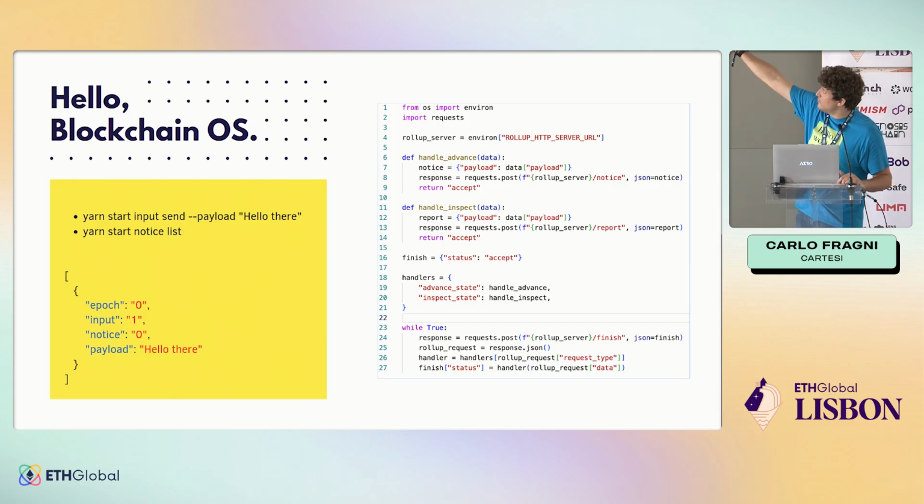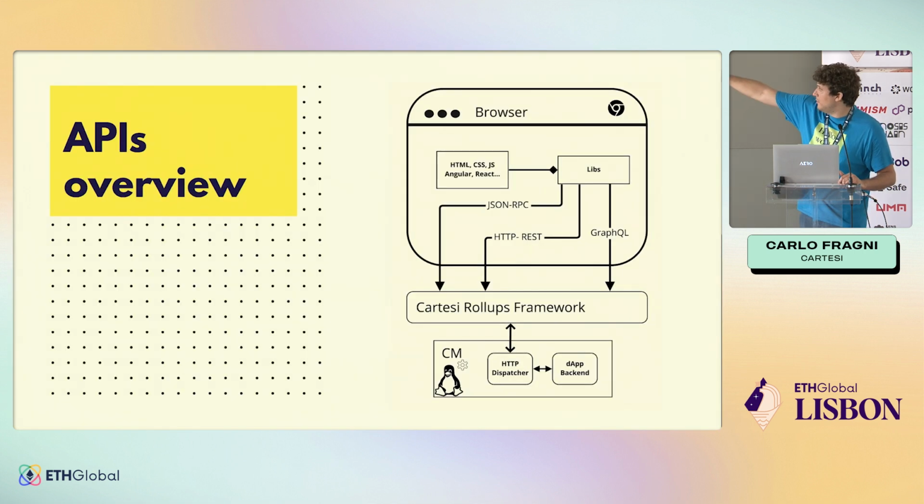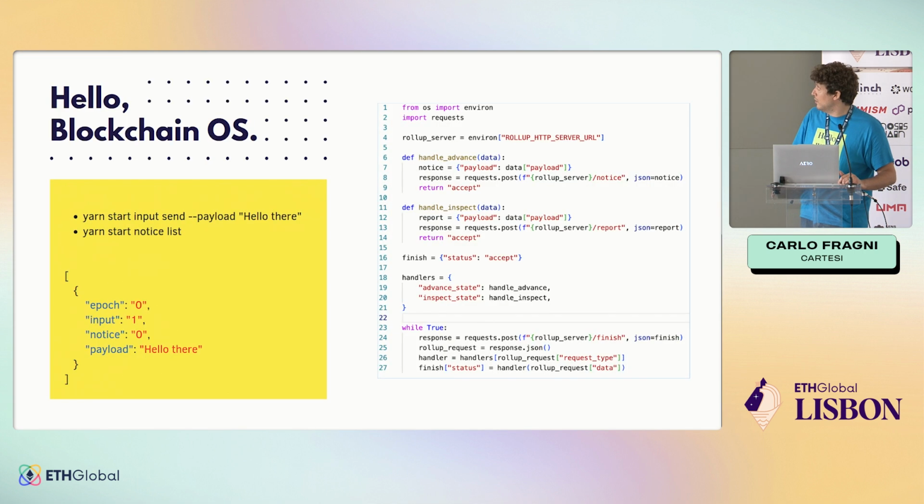In this case, it's being used on line 4 because we're looking at this rollup HTTP server URL, which is an environment variable we set with the address of this HTTP dispatcher. Okay. Well, once we know it, we ask for it, what do we have to process? So the basic structure of a Cartesi program is an iterator in which you call this finish endpoint.